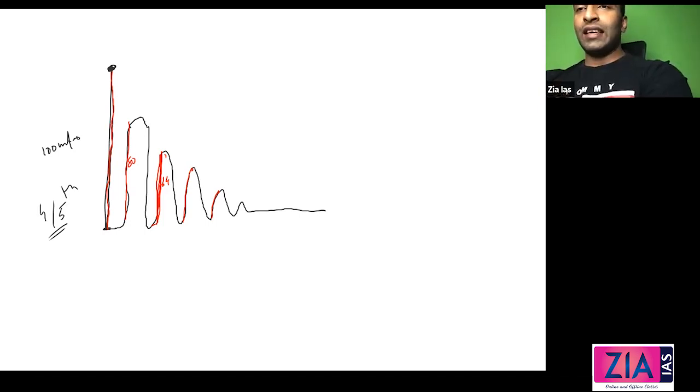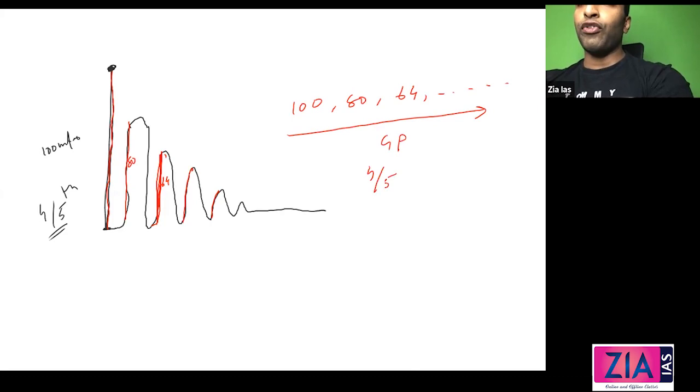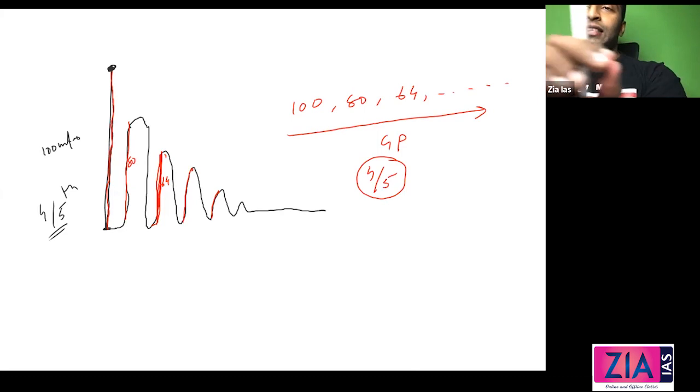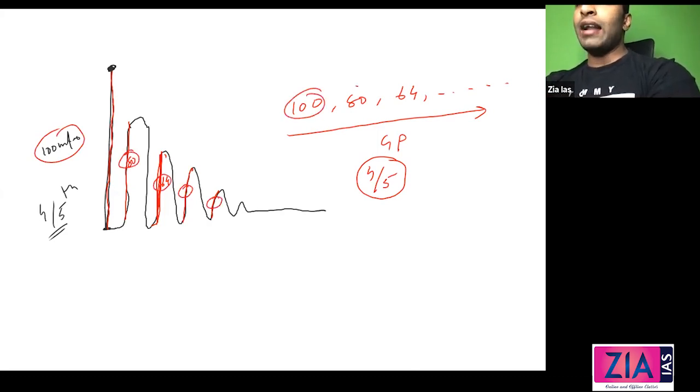So here you can see 100, 80, 64, like that. What is this pattern? This is clearly a GP. What is the common ratio here? Clearly 4 by 5, which is given. Now, it's an infinite GP. They're asking you to find the total distance. So this is 100 meters, then 80, then 64, then this one, then this one. You keep on adding all these. What is that? Sum of infinite terms of a GP. We have just seen A divided by 1 minus R.